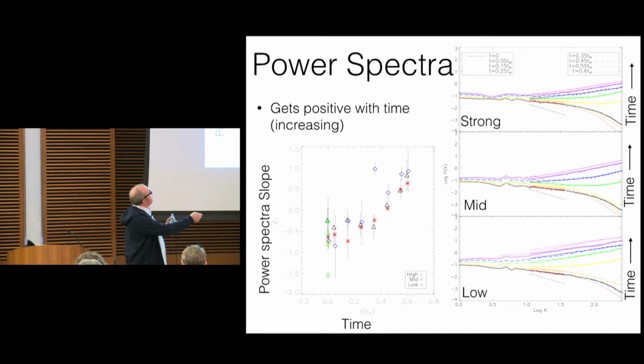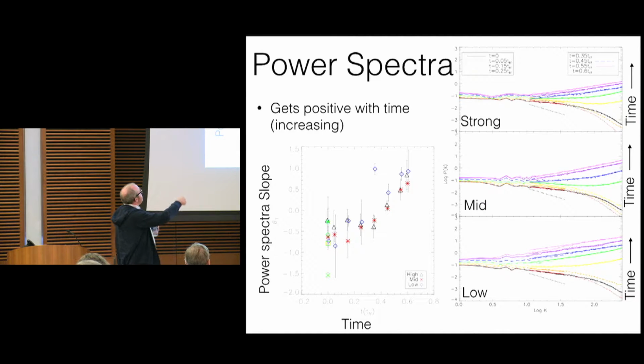But what we find once gravity acts, so this is the power spectra for the 3 field runs, the strong, the mid, and the low field. We find the dotted line is the Kolmogorov spectrum. We find for the black lines are the initial turbulent conditions. We find a shallower spectra than what one would expect for just Kolmogorov turbulence, which is unsurprising because this is Mach 10 turbulence. As time goes on, we find that the power law gets flatter and flatter until it reaches a positive value. And I should add, this is for the column density power spectra.